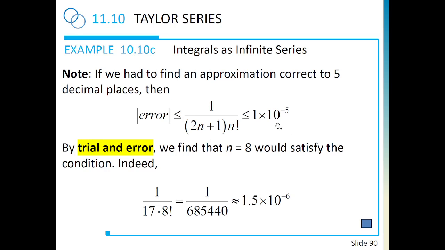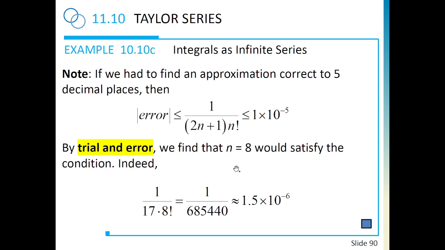Here they requested 10 to the power minus 5. I will need to try a couple of values of n. If I try 6, it doesn't work, it's not smaller than 10 to the power minus 5. Then 7, and in this case 8. When I plug in 8, I get this expression, and it is smaller than 10 to the power minus 5. It's actually 1.5 times 10 to the power minus 6. And 7 doesn't satisfy this criterion, so basically I need to go to 8.